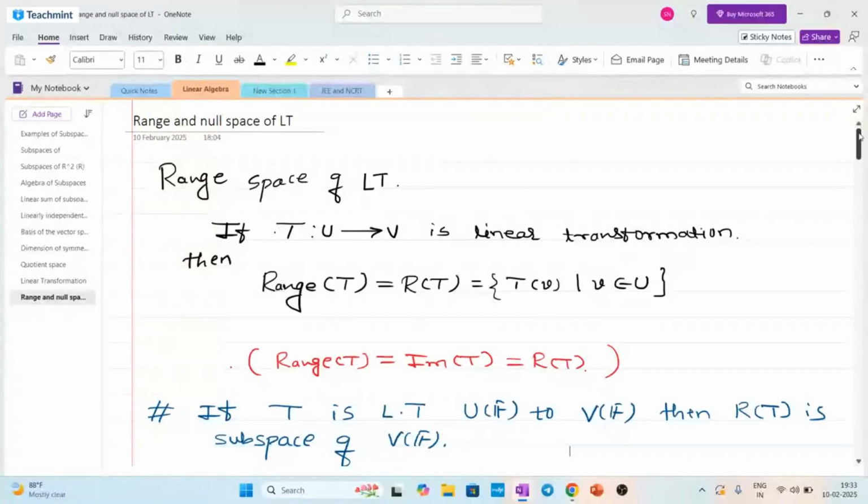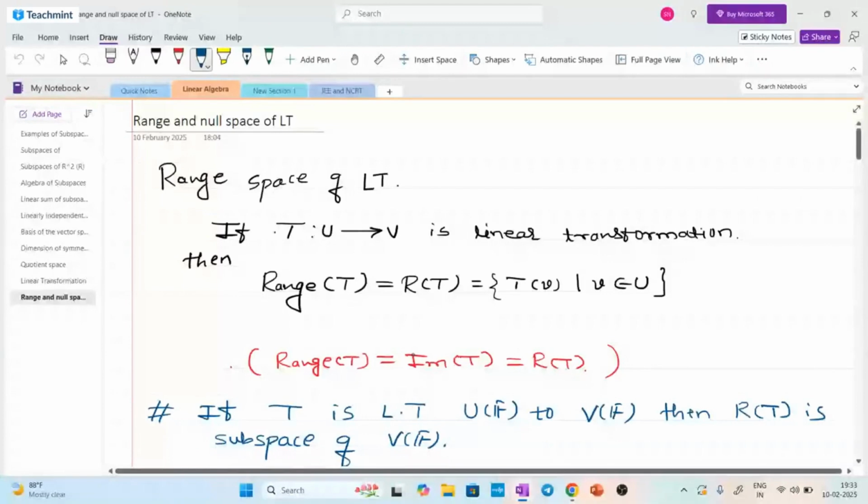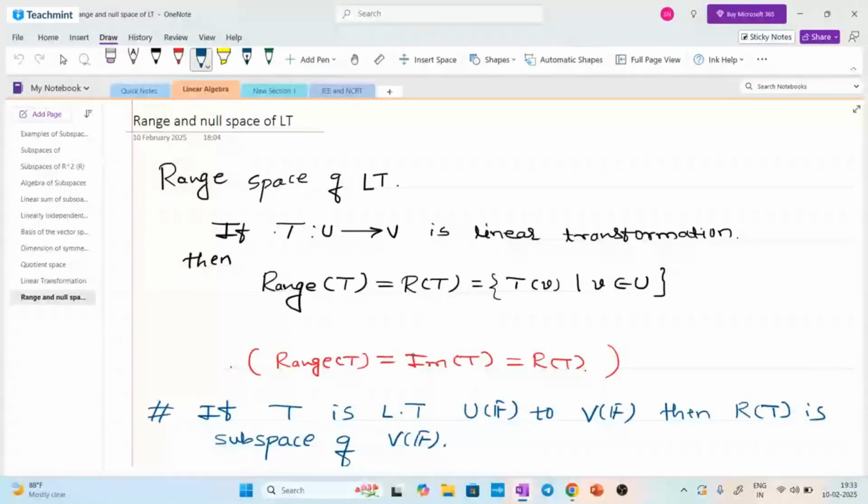And some examples. Okay. Next is the range and null space of linear transformation. First we will see the definition. If T is a linear transformation from U to V, then the range of this linear transformation is also denoted by capital R of T. It is equal to the set of all images T of P such that P belongs to the domain of the linear transformation.